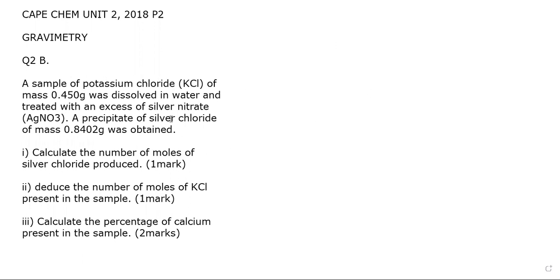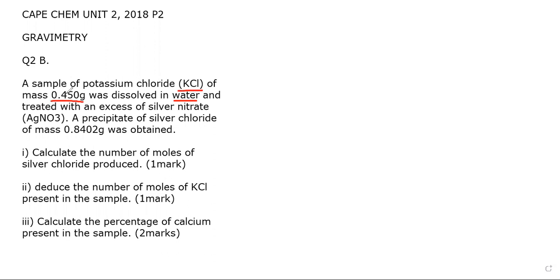So this is again precipitation gravimetry, where you have to filter, wash your precipitate, dry, and weigh. So this question says a sample of potassium chloride. It gives us the formula as well. So we have a sample weighing a mass of 0.45 gram. Potassium chloride is soluble in water. If you remember the question before with calcium carbonate, we had to dissolve it in acid because it is insoluble. But KCl is soluble in water. So we could just dissolve it in water.